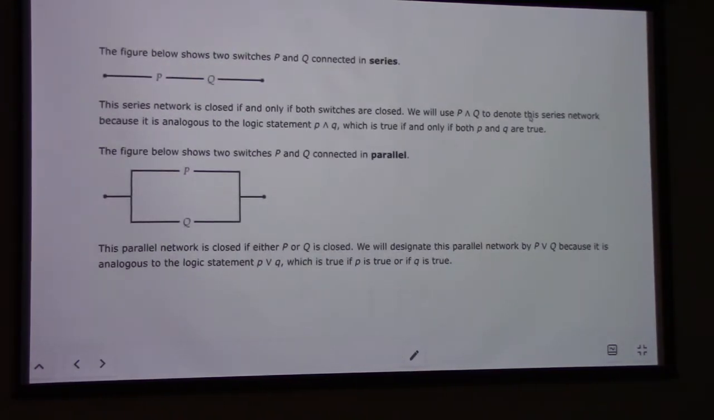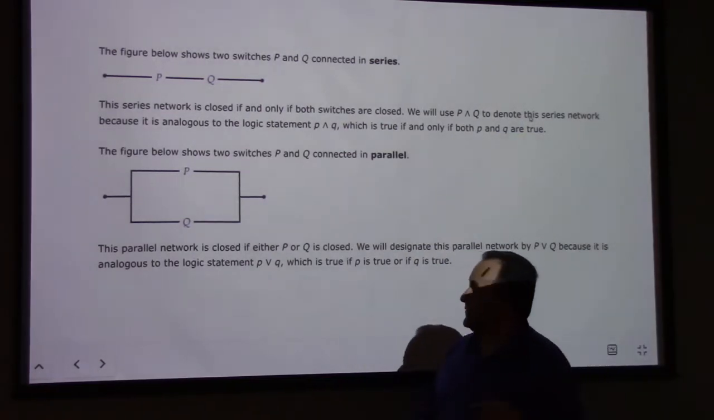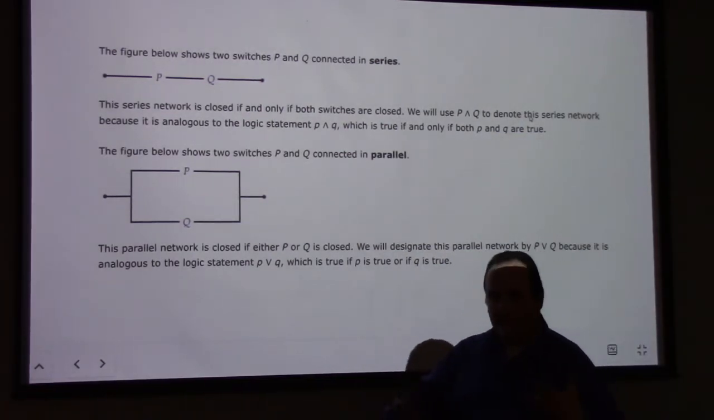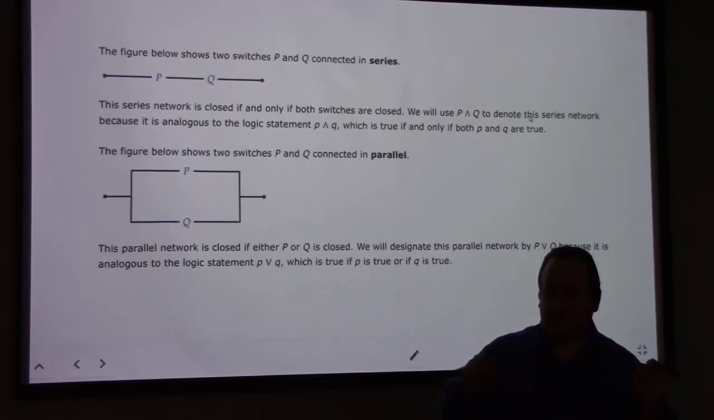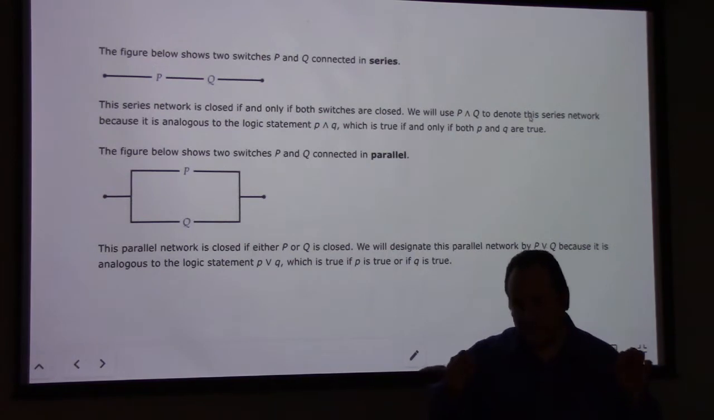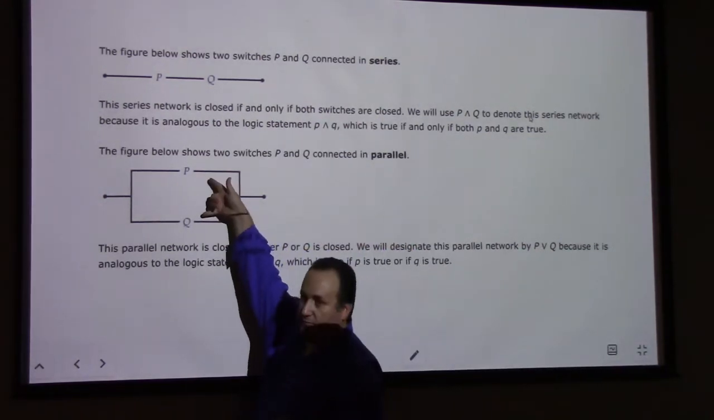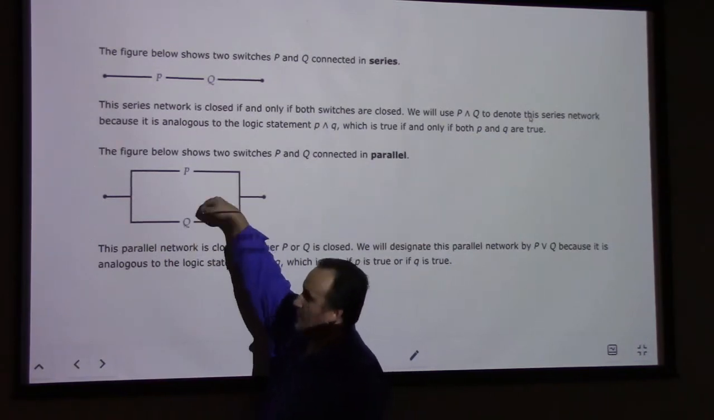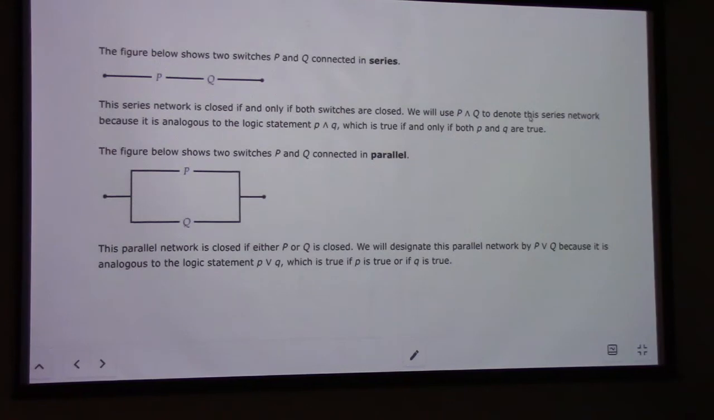So if we have two switches in series like this, this corresponds to the AND because they both have to be closed in order for the current to flow. So series is like conjunction, parallel is like disjunction. The only way that current can't flow through both of these is if they're both open. Just reminding, we talked about this last time. And we looked at the following example.